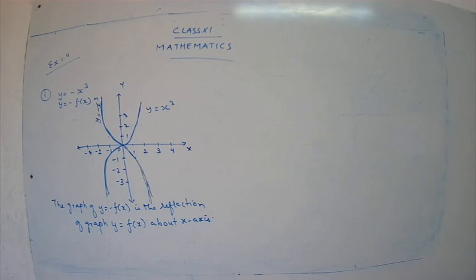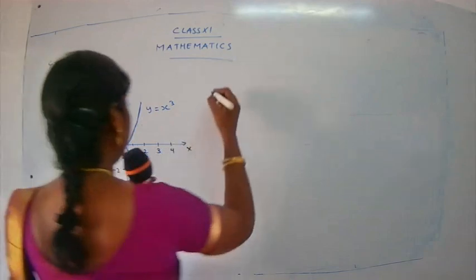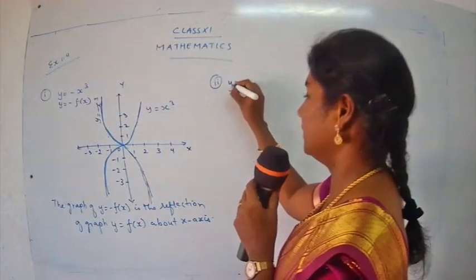Okay, now let's go for the second subpart. Have you taken down the answer, children? So how is the graph going to be? The graph is a reflection about the x-axis. So let's go for the second subpart now. What is the second subpart? y is equal to x cube plus 1. Next, second, y is equal to x cube plus 1.